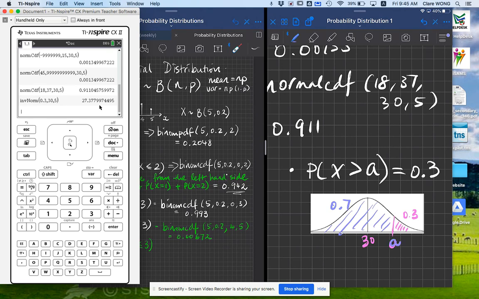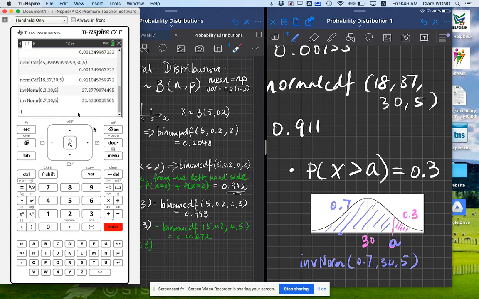So what could A be? We need to enter inverse norm 0.7, 35 to find out. So I'm going to say that. So 0.3 will be 0.7. So A is equal to 32.6.